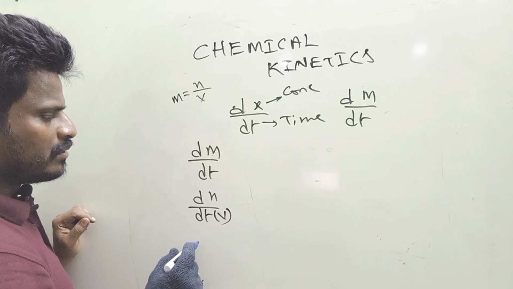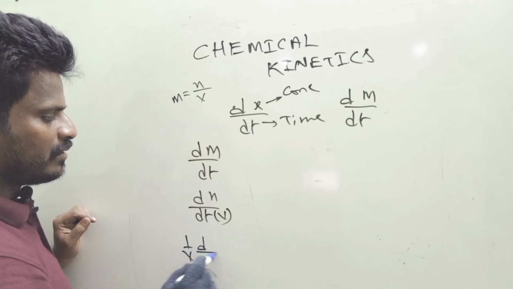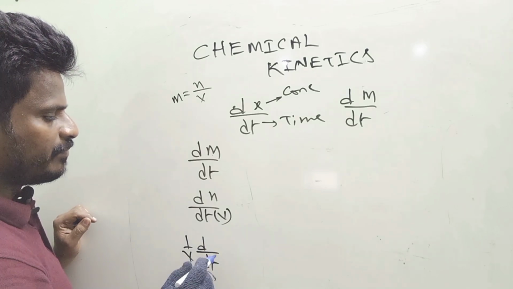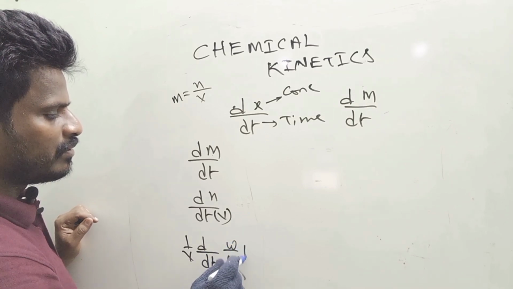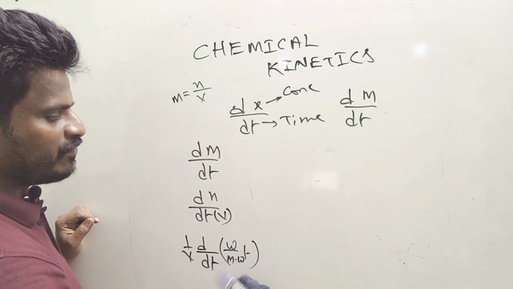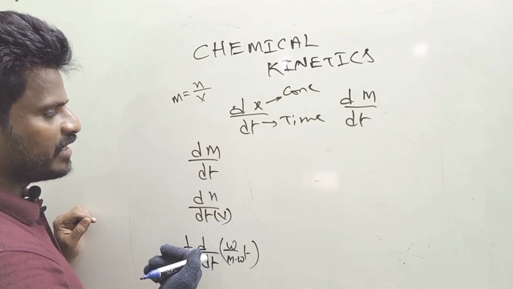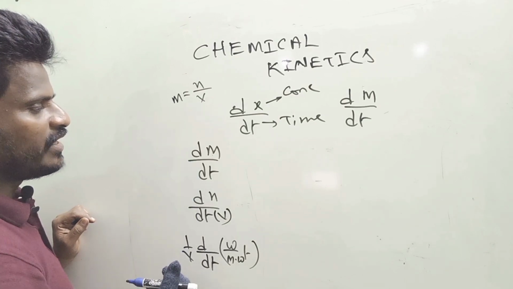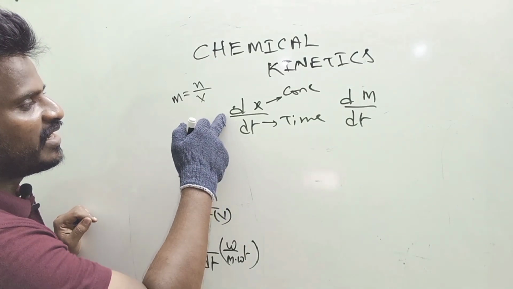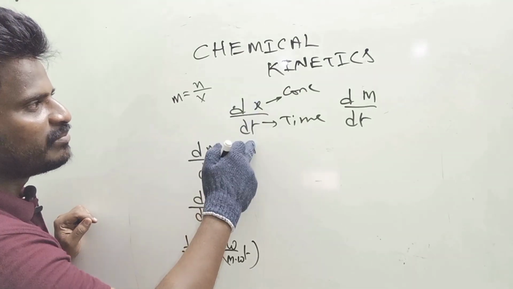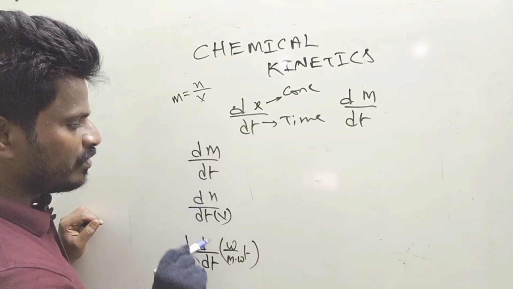And it may be represented as 1 by V d by dt of weight by molecular weight. It is in terms of weights rate expression. It is in terms of moles rate expression. It is in terms of molar concentration rate expressions, and the rate expression may be represented as dx by dt. Here x may be the molar concentration, number of moles, or weight.